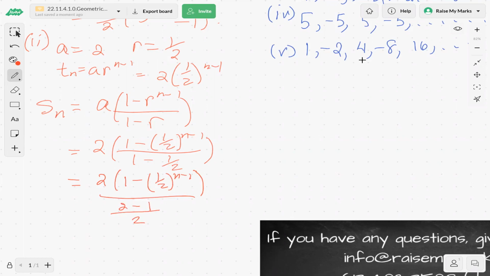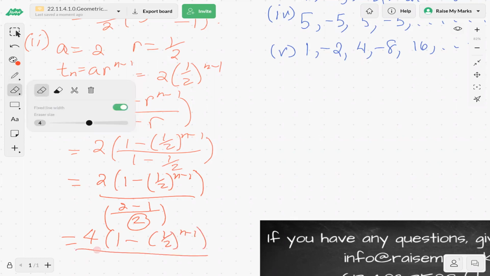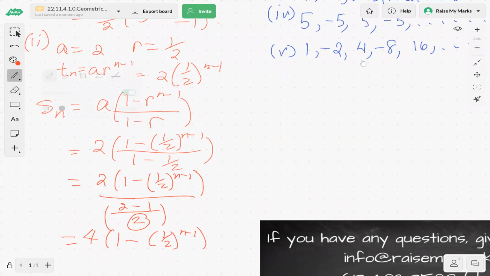Okay, so we end up with this 2. We multiply by the reciprocal of the denominator. So we end up with 4 times 1 minus a half raised to the power n, all over, well, 2 minus 1 is just 1, so just all over 1. Good, so that's the sum of our first n terms.